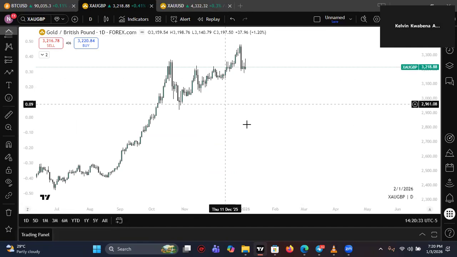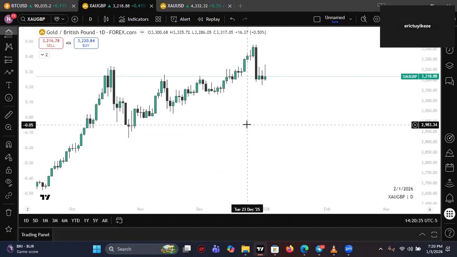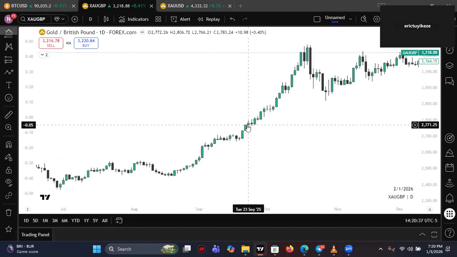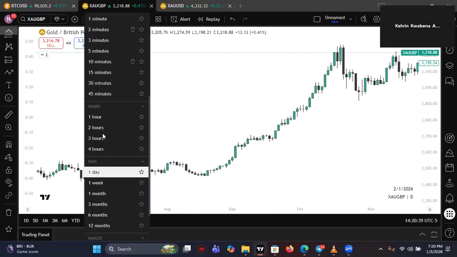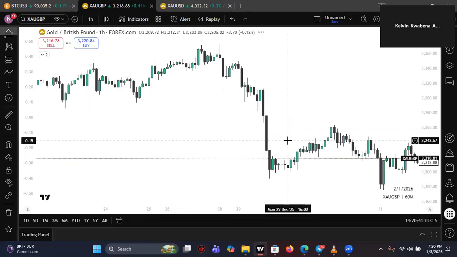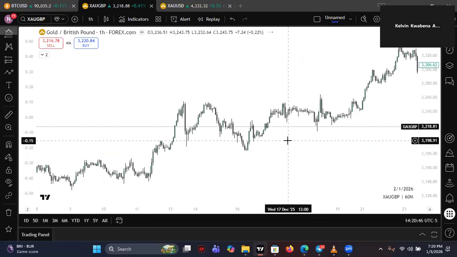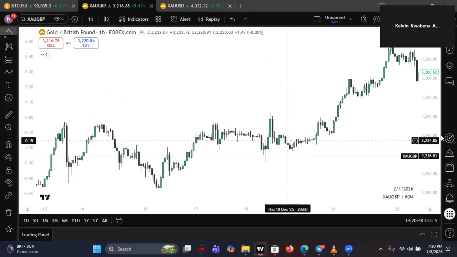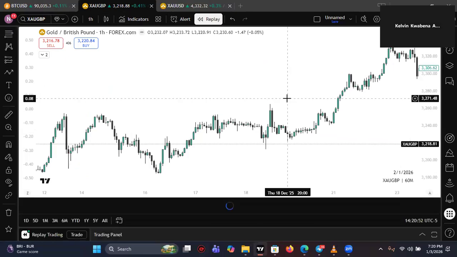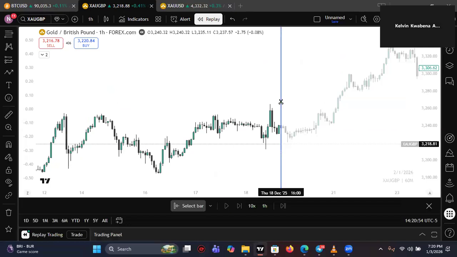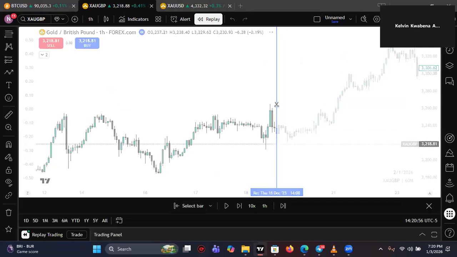Okay, let's just look at some example. Even if we go to the 1 hour time frame, let me see if I can get a clear example of what I just demonstrated so that you can understand what I'm trying to say. So even this one is an example of what I was trying to demonstrate, right? This one.